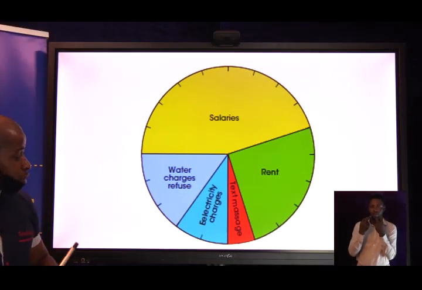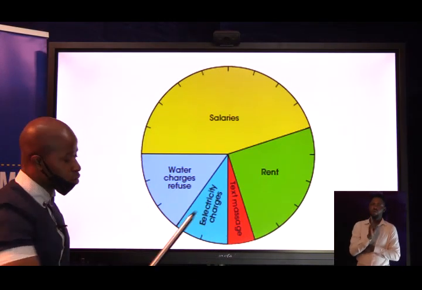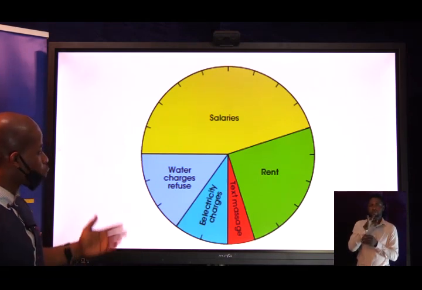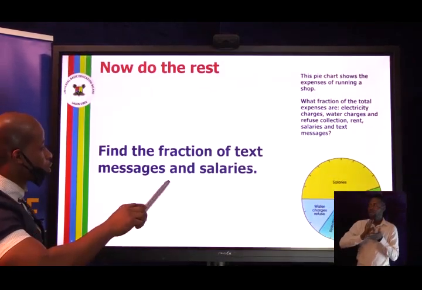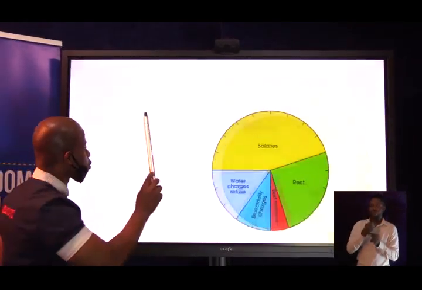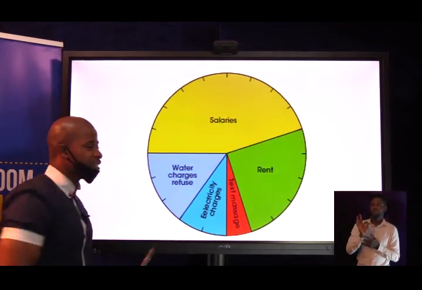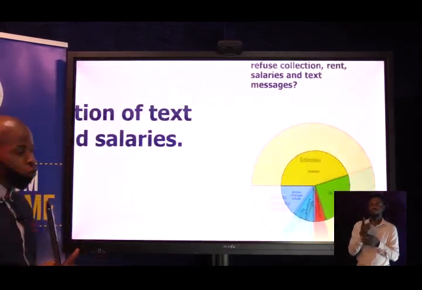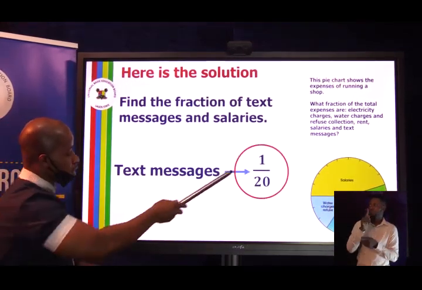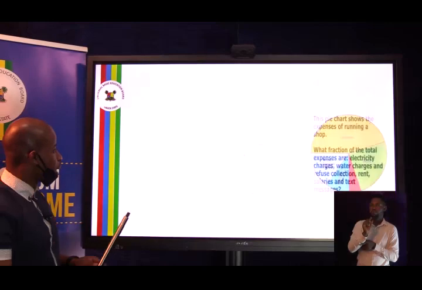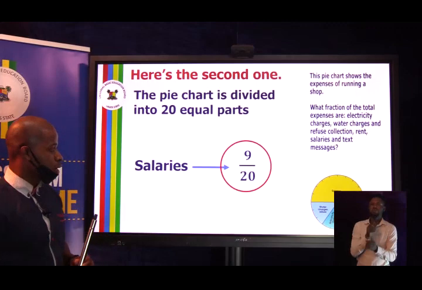Eyes on me. Now, for text messages, we see that there is just one part of the pizza allocated to it. So that is 1 over 20. As for salaries, we can count. 1, 2, 3, 4, 5, 6, 7, 8, and 9. So in the two cases, you should get 1 out of 20 and 9 out of 20. Let's see how it goes. For text messages, I have said, is 1 out of 20. And for salaries, it is 9 out of 20. So that is just it right there.